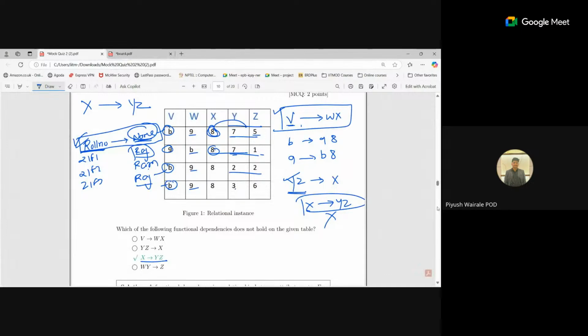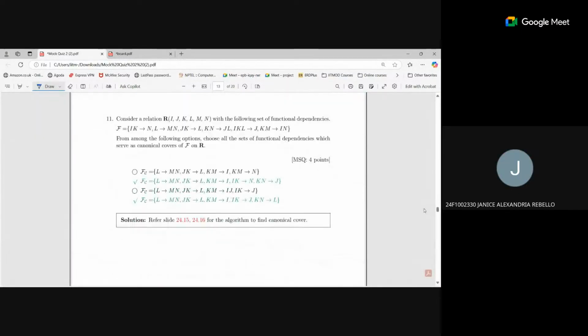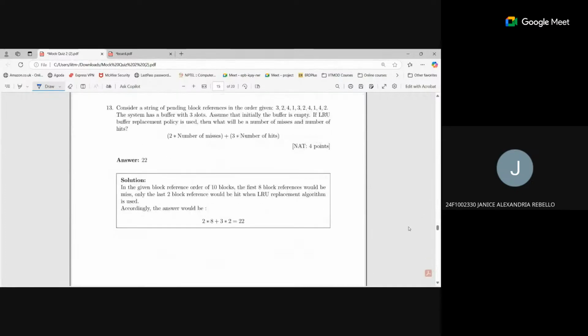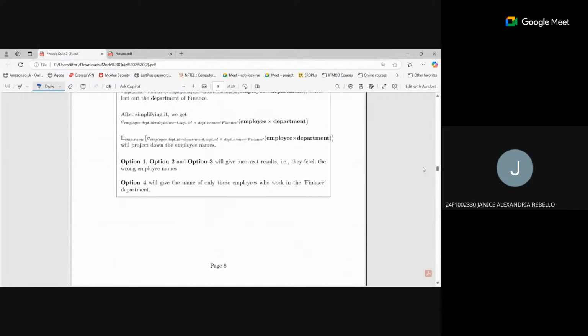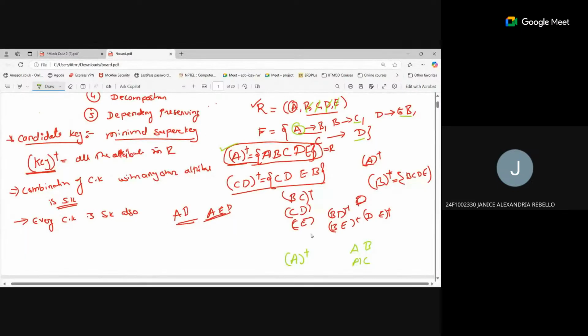Anyone any doubt on how to find out the candidate key? Sir, I have a doubt in the closure of CD. You have written in the functional dependencies D defines EB. So does CD as a combination define E and B separately or EB together? So CD will give me CDEB, right? Yes, but D defines EB. But CD is a combination, isn't it? Yeah.